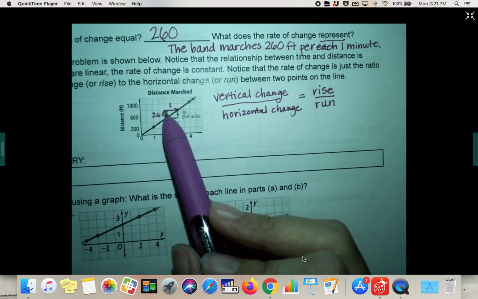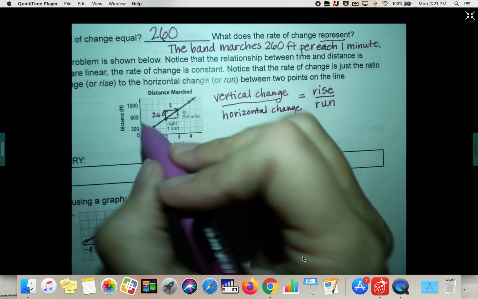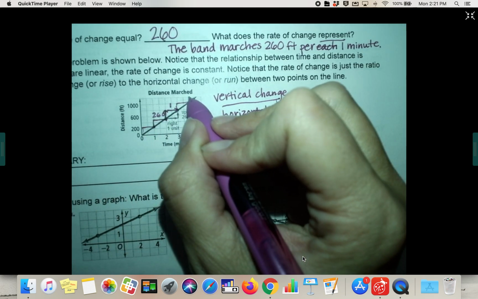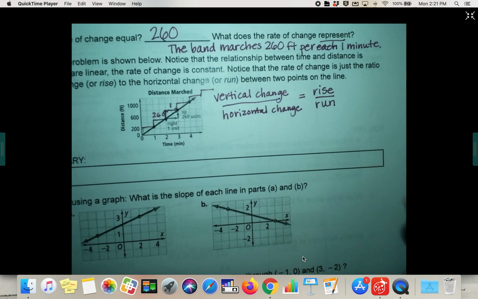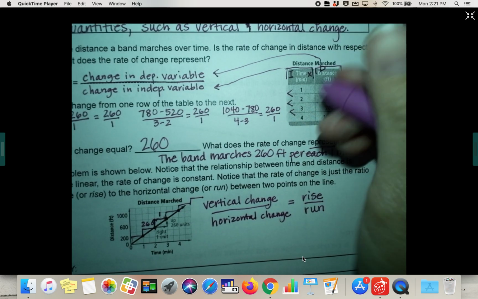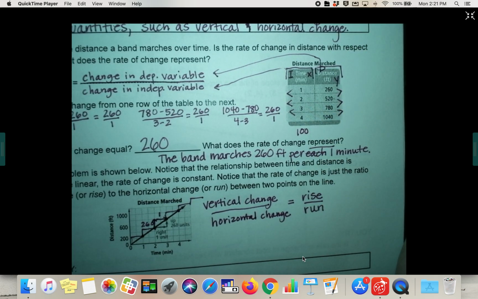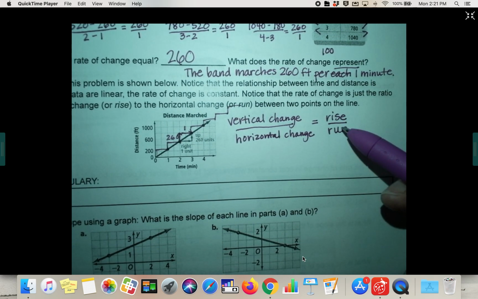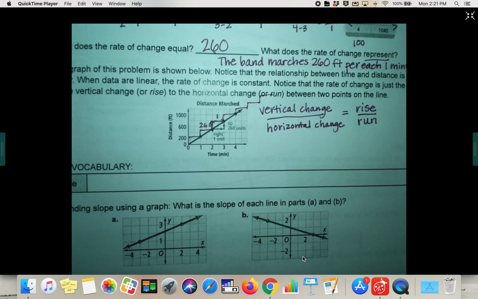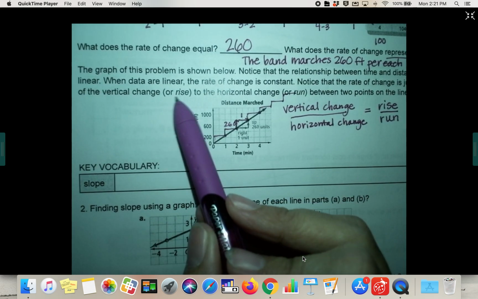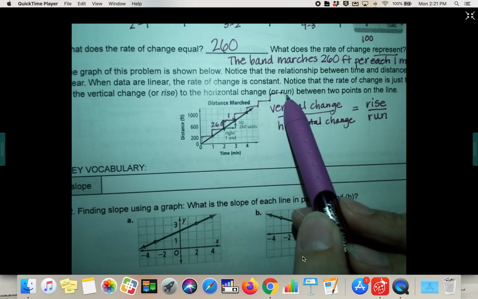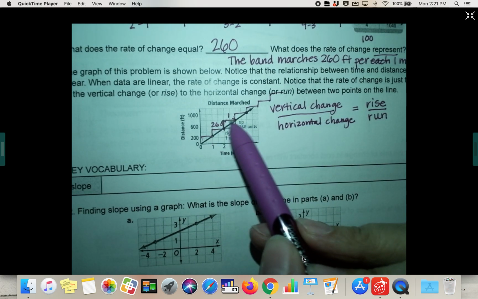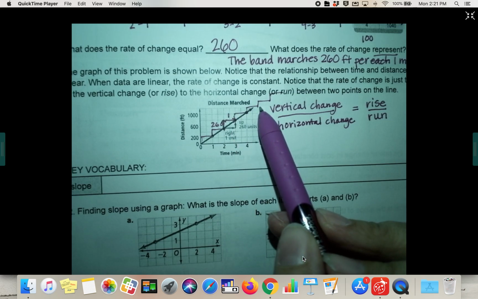So it goes up and over, and it would keep going up and over at that same constant rate this entire line. I could keep going. Just because they only stopped at this many minutes, I could have gone down to 100 minutes if the band was still walking, and it would still be rising and running at a constant rate of 260 per minute. So the vertical change is the rise, the horizontal change is the run between any 2 points, up and over at the same amount, 260 per 1.